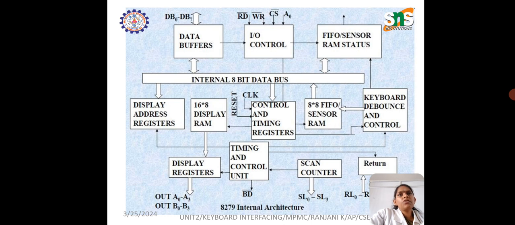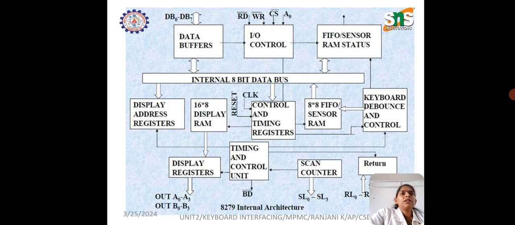The next block is the FIFO, sensor RAM and status logic. This unit acts as an 8-byte first-in first-out RAM, where the key code of every pressed key is entered into the RAM as per their sequence, and the status logic generates an interrupt request after each FIFO read operation till the FIFO gets empty.